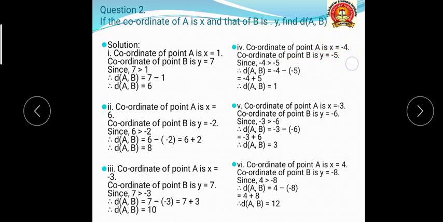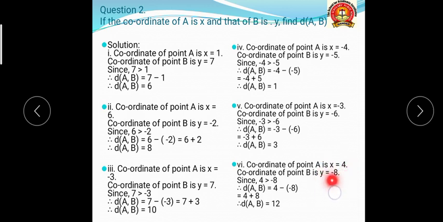Now x is equal to minus 4, y is equal to minus 5. Minus 4 is greater than minus 5, and therefore distance of A comma B is equal to minus 4 minus minus 5. This minus minus becomes plus, and therefore minus 4 plus 5, it is 1. X is minus 3, y is minus 6. The minus 3 is greater than minus 6. Therefore the distance of A comma B is equal to minus 3 minus minus 6. And therefore minus 3 minus minus becomes plus 6, and distance of A comma B is equal to 3.